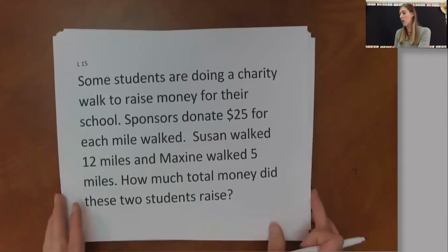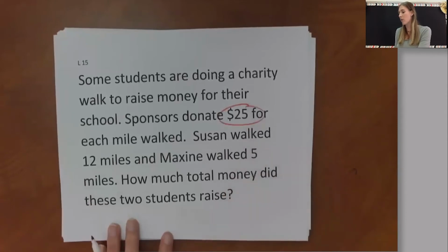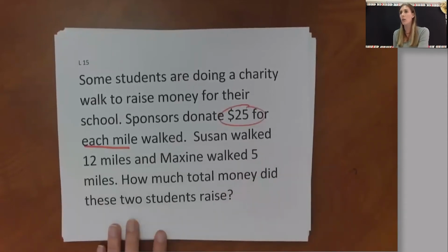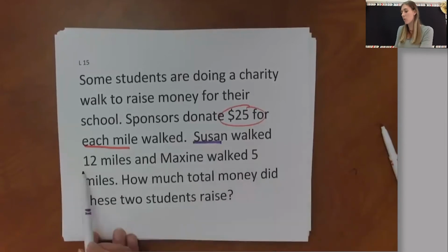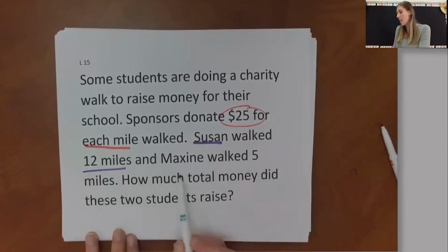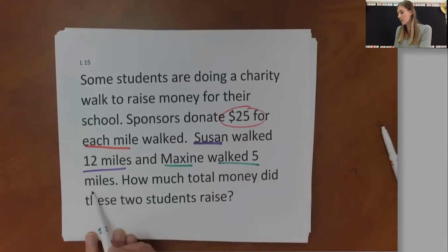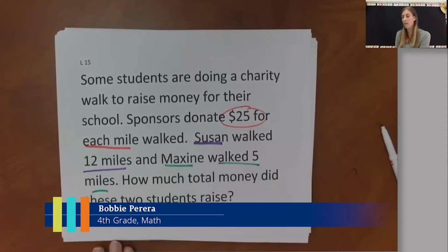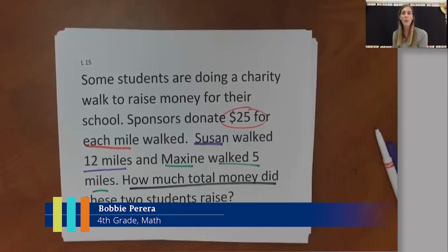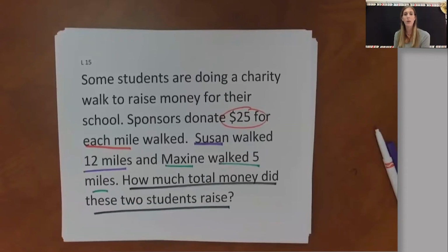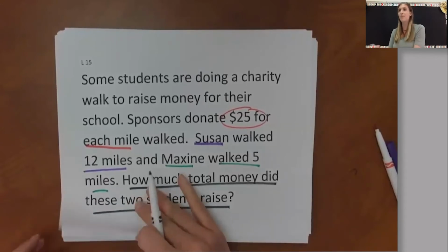We know that sponsors donate $25 for each mile walked. And then we know that Susan walked 12 miles. Maxine walked 5 miles. And what are we trying to figure out? How much total money did these two students raise? So how much money did they raise together? So again, one of those two-parters.